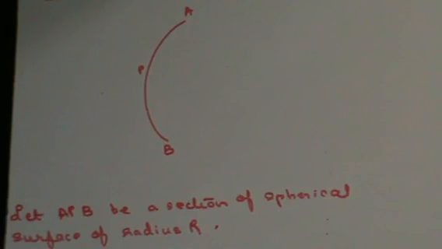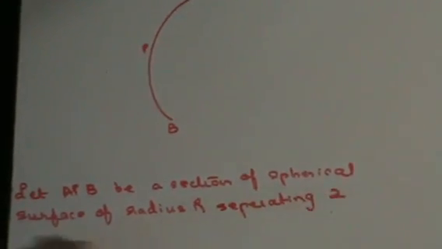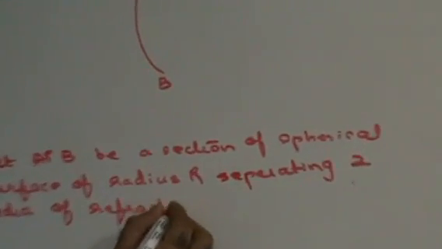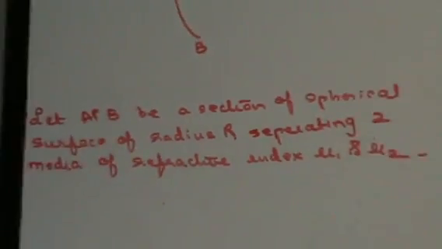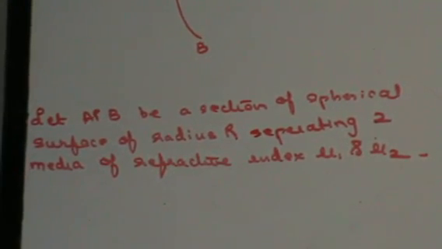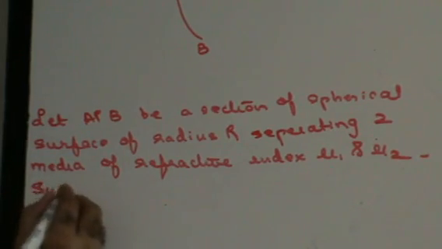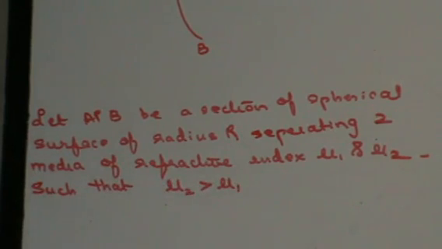If it's a spherical surface, let's assume that it is separating two media of absolute refractive index mu1 and mu2. Let mu1 be the refractive index of one of the media and mu2 the refractive index of the other, such that mu2 is greater than mu1. Let's assume that the refractive index of one of the media is greater than the other.